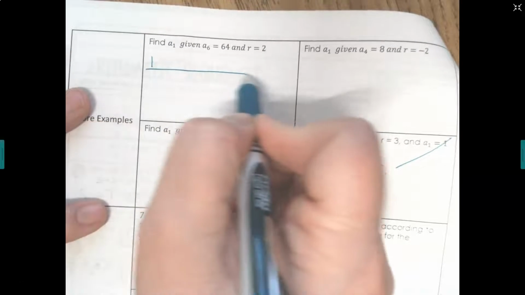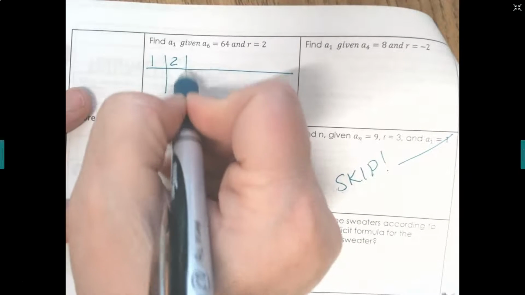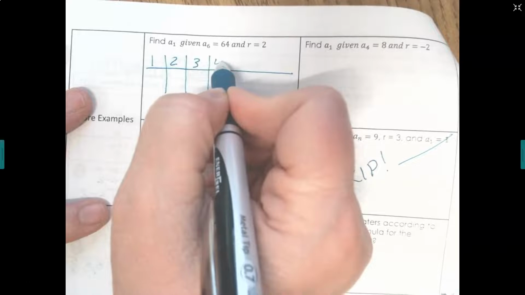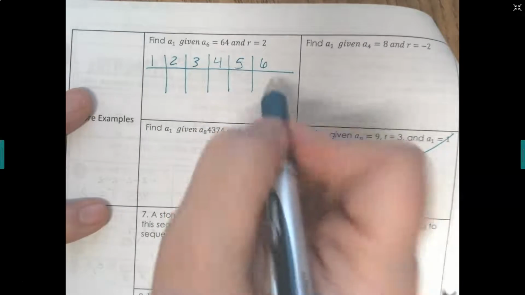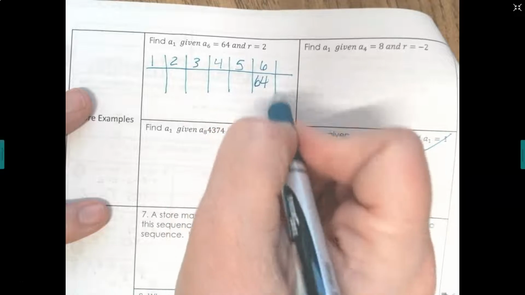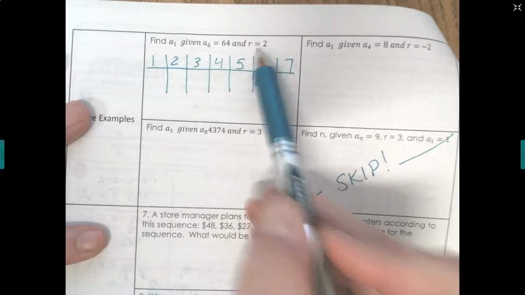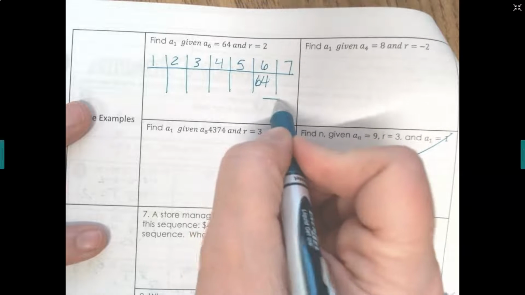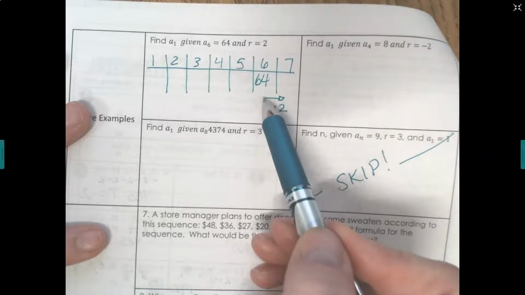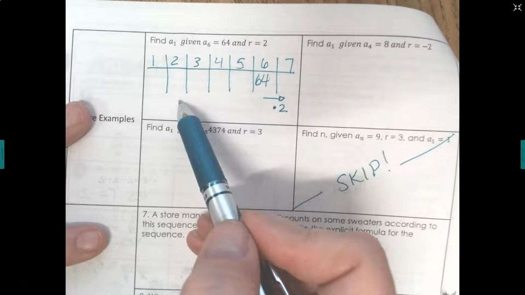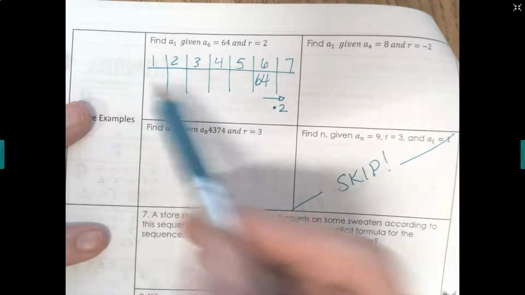So here's what we're saying. I don't know the first term. So I'm going to make a table of values here. I don't know the 2nd term. I don't know the 3rd term. I don't know the 4th term. I don't know the 5th term. But I do know that the 6th term is 64. Now, this says the common ratio is 2, which means if I'm going this way, I multiply by 2. But if I'm going to go the opposite direction, I'm going to do the opposite math. I'm actually going to divide by 2, and I'm going to work myself back to this first term.